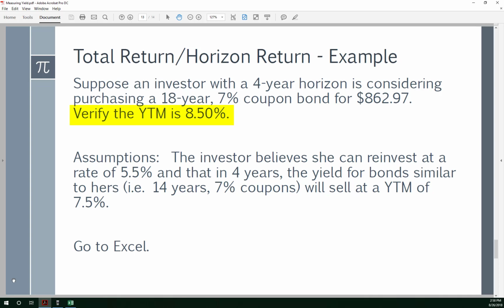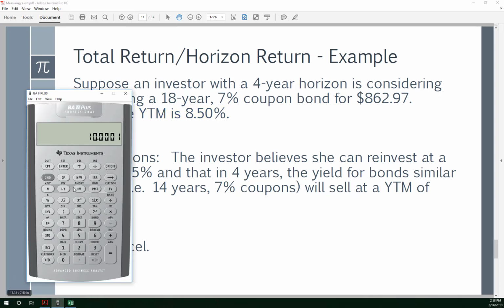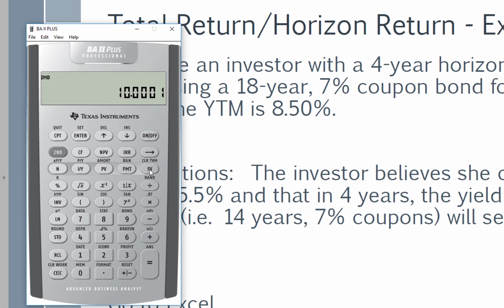So first, let's verify the yield of maturity for this bond. And it's probably best to do that with a calculator here. So let's just pull this up. We're going to clear out the memory and then start here. We got 18 years times 2, so 36 periods. The coupon is $70 per year. Divide that by 2 to get the periodic payment of $35.